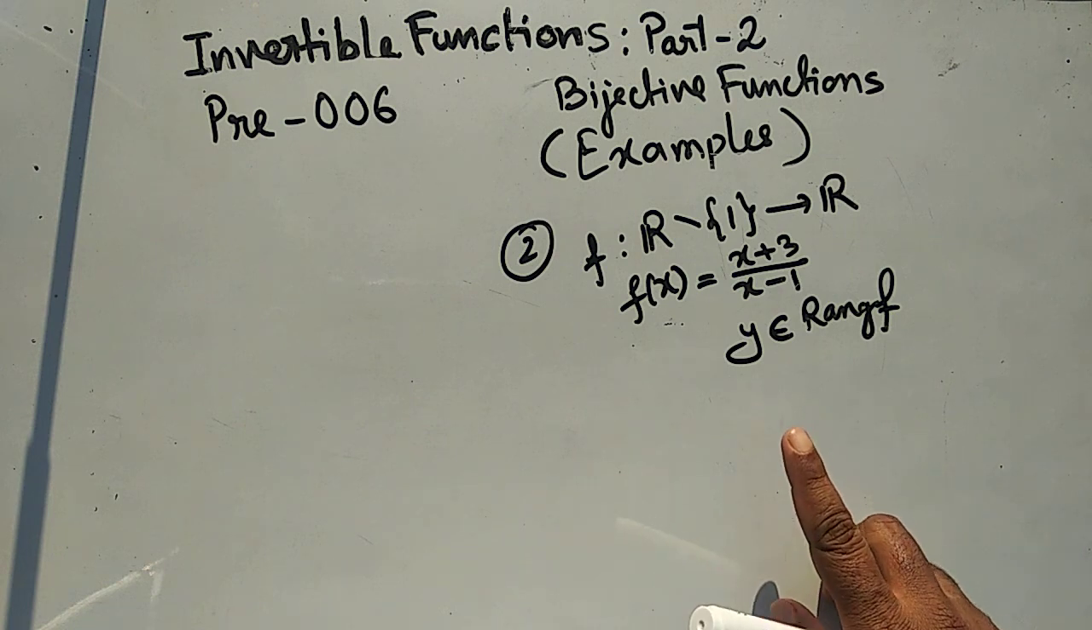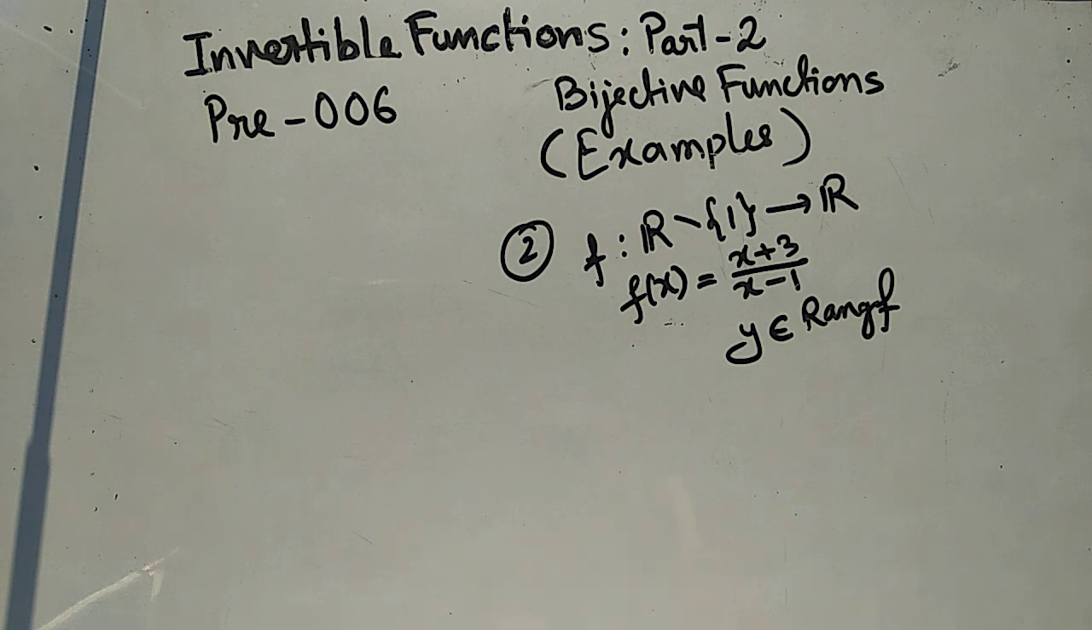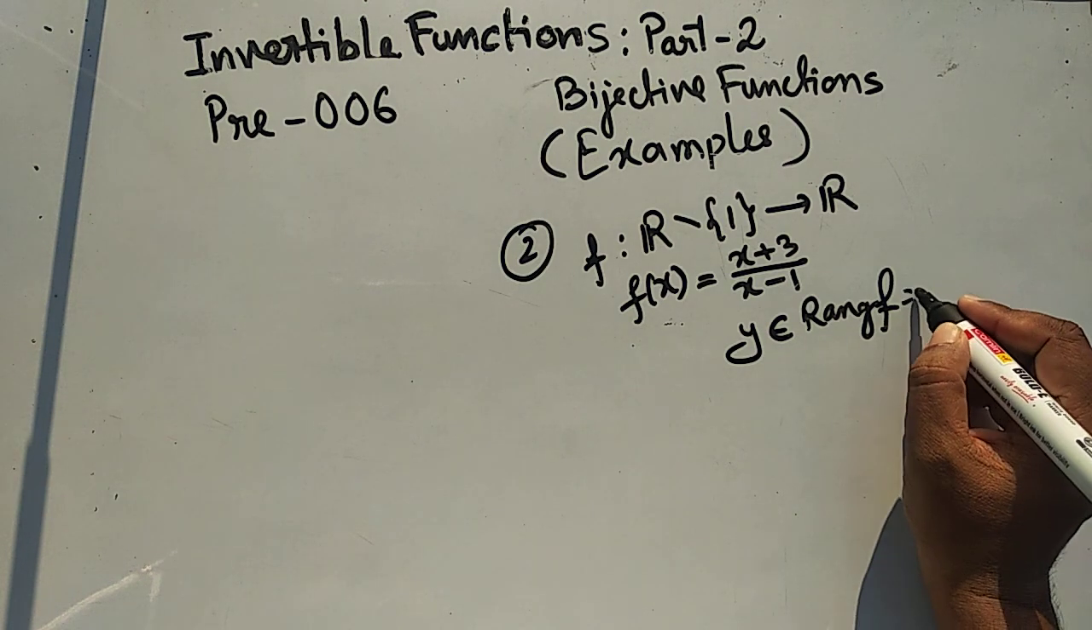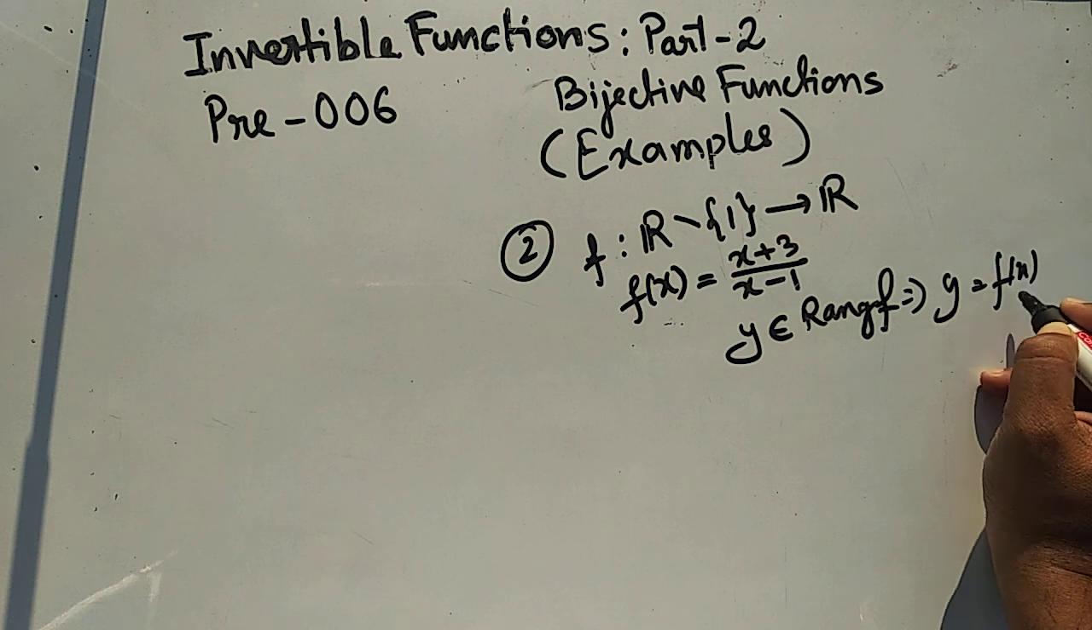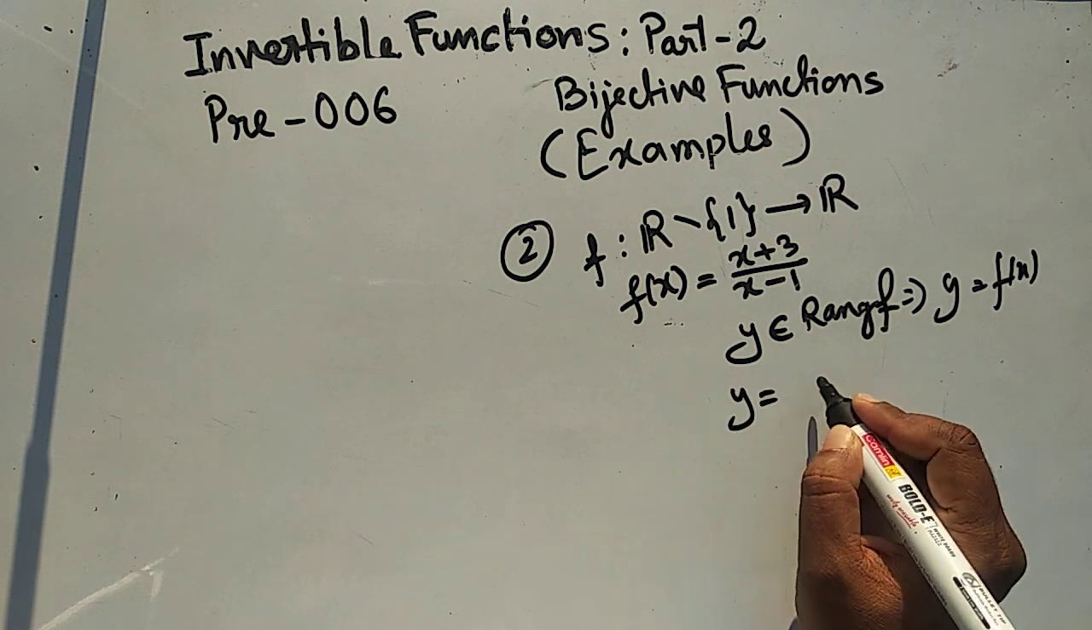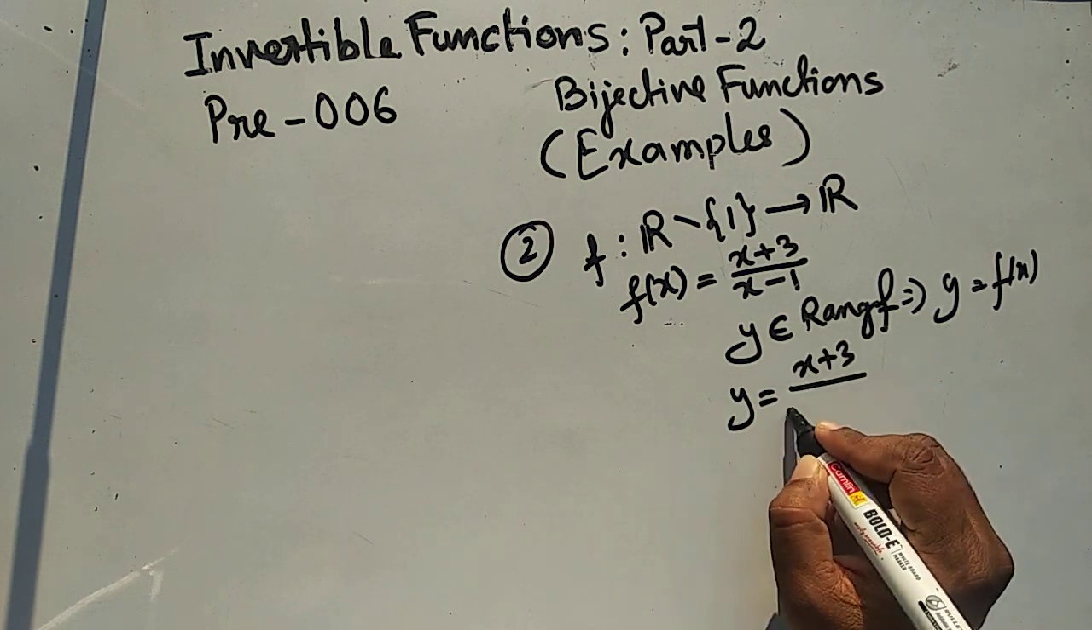Now if I take a point from the range, then it must be equal to f of x, and f of x has this form.